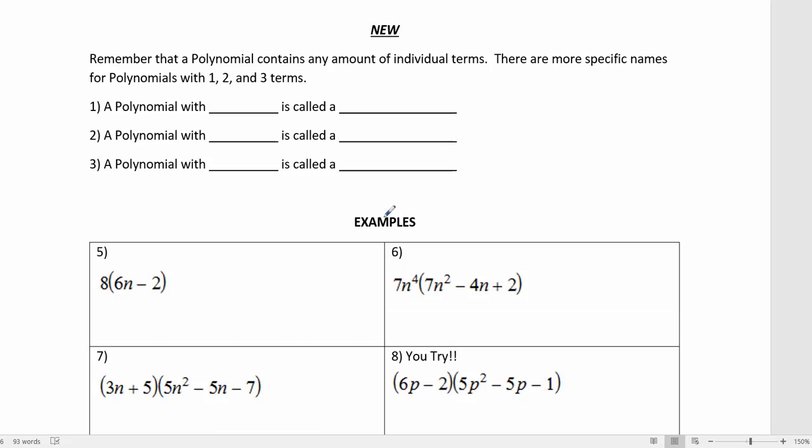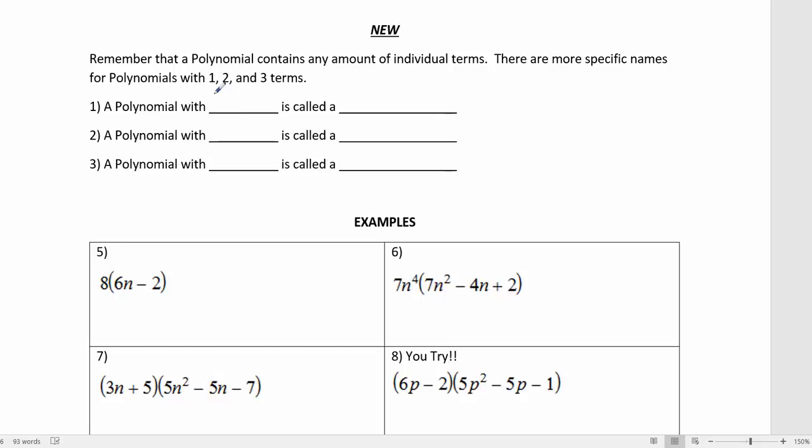All right, this is all new information. Really, it's not probably much new, but in regards to this particular section, it is. So first up, remember that a polynomial contains any amount of individual terms. So it could be 1, it could be 2, it could be 3, it could be 57,000. It doesn't really necessarily matter. There are more specific names for polynomials with 1, 2, and 3 terms. We should already know what those are. We've already talked about those before.